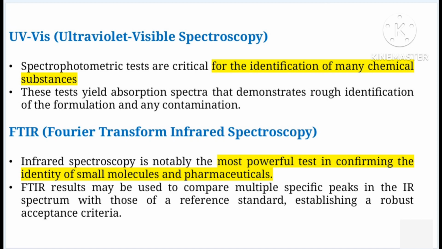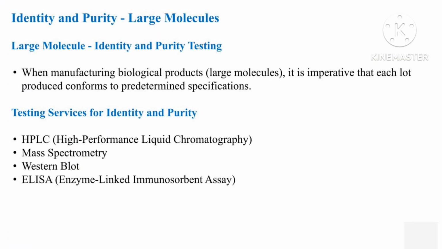Identity and purity of large molecules. Large molecule identity and purity testing. When manufacturing biological products, large molecules, it is imperative that each lot produced conforms to predetermined specifications. Testing services for identity and purity: HPLC, high performance liquid chromatography; mass spectroscopy; Western blot; ELISA, that is enzyme linked immunosorbent assay.